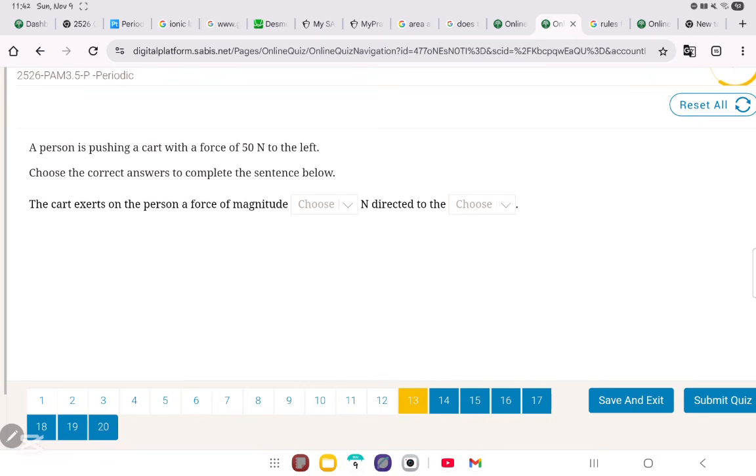A person is pushing a cart with a force of 50 newtons to the left. What do they want? They want the reaction, okay? Because the person is pushing the cart. What will the cart do then? The cart will push the person, but the magnitude is the same, the direction is opposite, so it's 50 newtons to the right. We move on to question number 14.